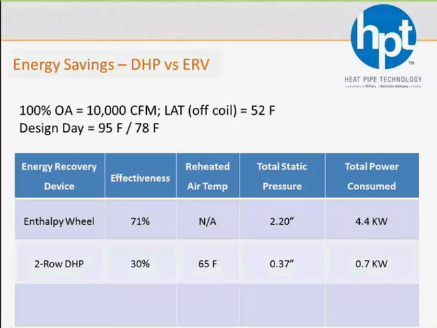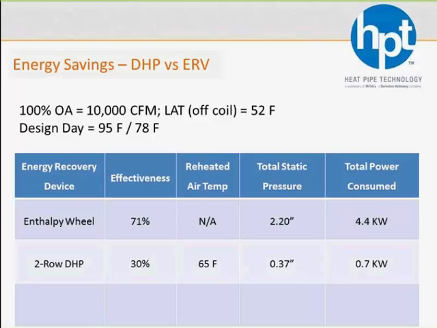So now, certainly not as effective, especially with 2 rows, only about 30%. But now we're going to reheat the air up to 65 degrees whenever we can. 2-row is sized in this case so that at 95-degree design day, it's reheating 52-degree air up to 65 degrees. So at design, it's getting up to that 65 you want. As design day gets cool and we start hitting part load, it's not getting you 65, but it's still giving you as much reheat as it can.